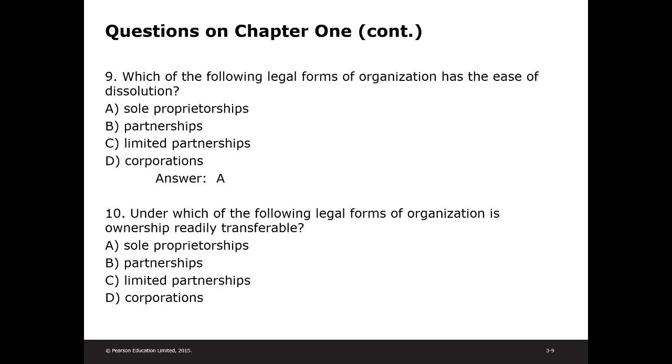Next question. Under which of the following legal forms of organization is ownership readily transferable? Sole proprietorships, partnerships, limited partnerships, or corporations? The answer here will be corporations, because corporations are already tradable in the stock market, so it's very easy to acquire a stock in any corporation that is tradable on the stock market, and then you become a partner in it. So the answer will be D.